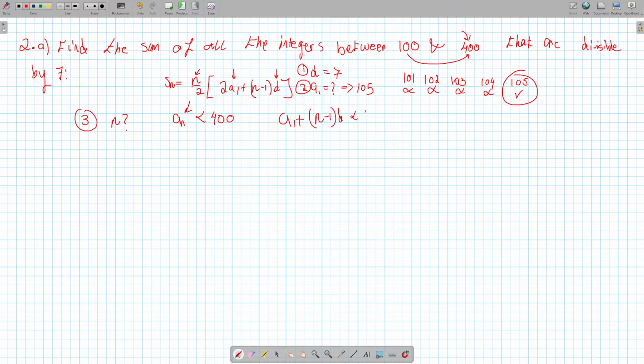What do we know? It has to be less than 400. Can you solve this equation? Do we have a1 and d? Can we find the n? Of course we can. Let's do it.